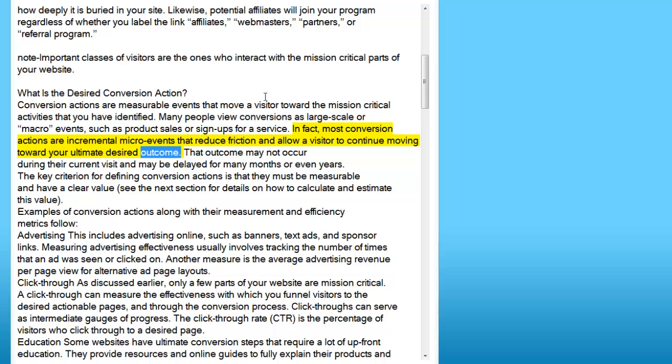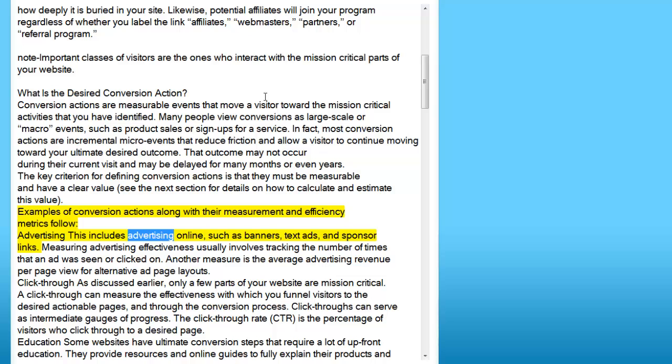ultimate desired outcome. That outcome may not occur during their current visit, and may be delayed for many months or even years. The key criterion for defining conversion actions is that they must be measurable and have a clear value. See the next section for details on how to calculate and estimate this value. Examples of conversion actions along with their measurement and efficiency metrics follow.